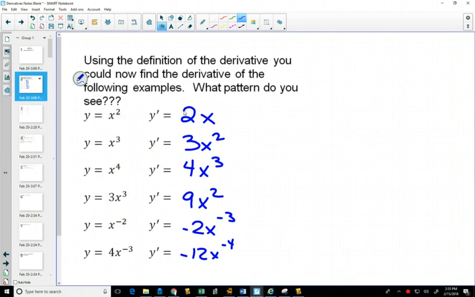Sometimes what happens in mathematics is after you've done something the long way for a long time, you start to notice patterns in the results. So all of these ones with powers have a pattern that's happening. Take a moment to look at them and see if you can see what's happening in the pattern.